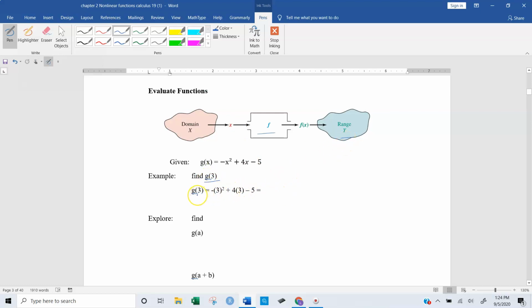So this is a point. If I plug in 3, I plug it in for all the x's up here. So we have -9 plus 12. Remember the negatives on the outside. Minus 5. So we get -2. So my point is 3, -2. So 3 maps to -2 is how you would read that if you were doing it in this order. Okay, pause and do yours.